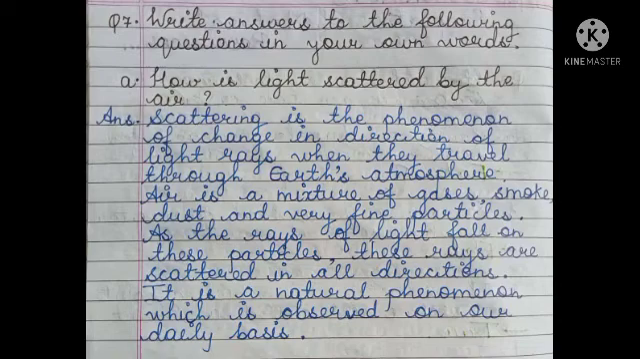So students, air is a mixture of gases, smoke, dust and other particles. So what happens as the rays fall on these particles, these rays are scattered in all directions because the particles scatter themselves, the particles start moving. So as the particles move, the rays which fall on these particles also move. That means it also scatters. So, it is a natural phenomenon which is observed on a daily basis. This is how light is scattered by the air.